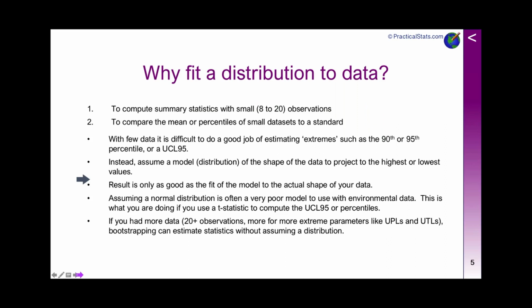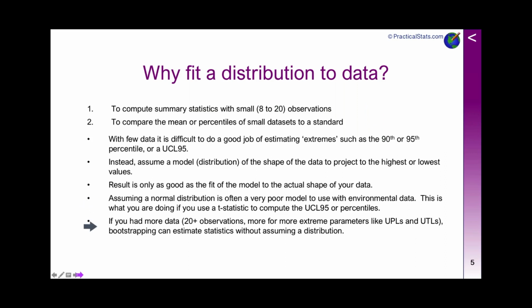But one thing I can tell you is that data in water resources and environmental data of a variety of kinds, air, water, soils, concentrations in biota, are skewed. And so something that does not fit very well to skewed data is a normal distribution. So if you've gone ahead and computed a UCL 95, let's say, or percentiles using a t-statistic, then that's assuming that you have a normal distribution. And it's not going to work as well as a better fitting distribution.